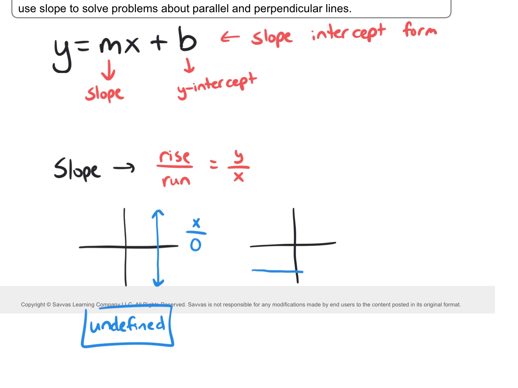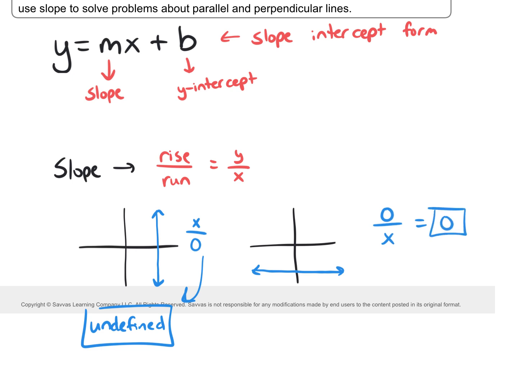Next one I want to talk about, if my slope looks like this. Let's think about rise over run here. Am I going up or down at all? No, so that would be 0. Am I going side to side? Yes, okay, I'm going to represent that as x right now. What is 0 divided by anything? 0. So this one does have a slope of 0.